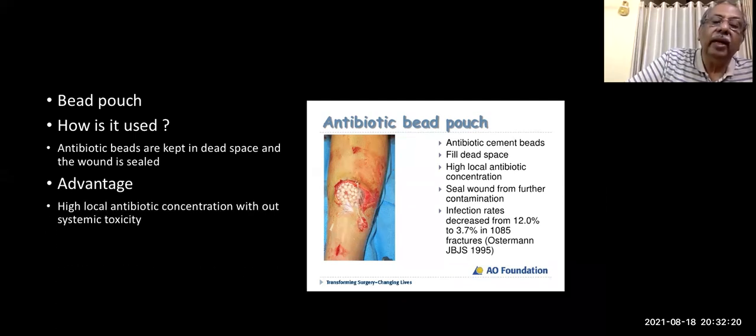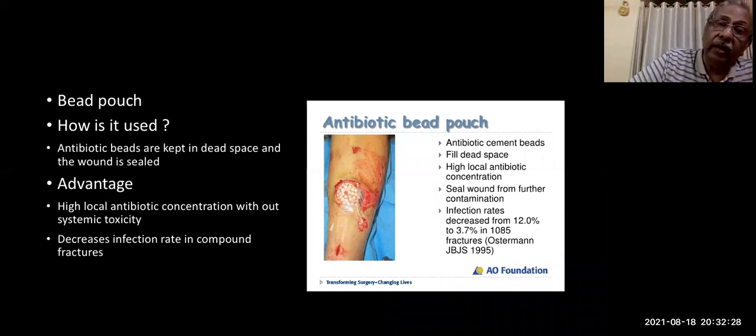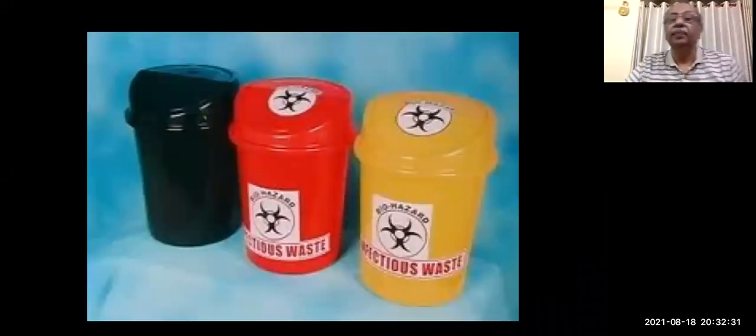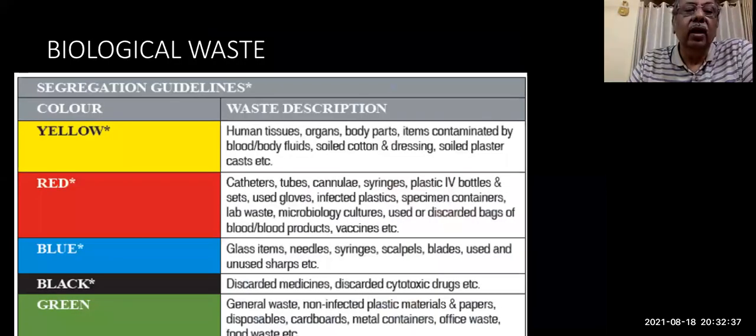Advantage is a high local antibiotic concentration without any systemic toxicity. It decreases infection rate in compound fractures. It can also be used after debridement of infected wounds. Then bins, I will not go into the details. You should all be thorough with this, which are the bins that are commonly used. I will not go into these details because all these things will be there in the ward.